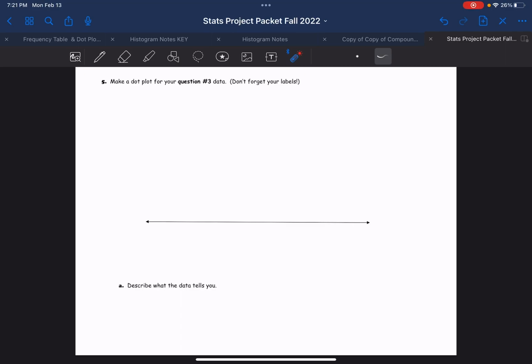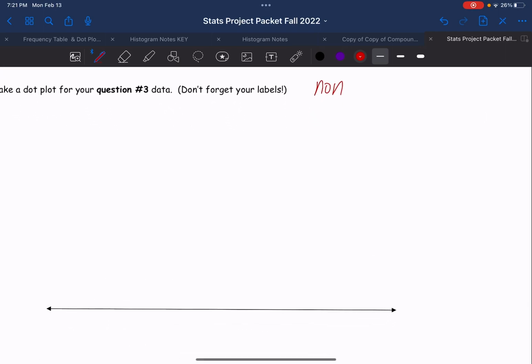So it's non-numerical. I'm just going to write this down. Non-numerical data. So that means it's no numbers. It's categorical, okay?